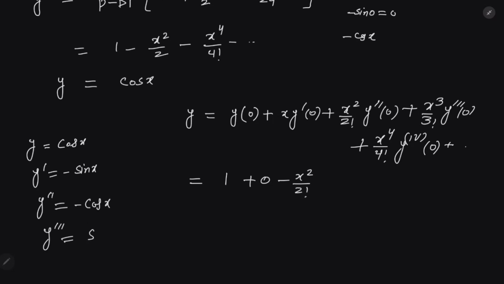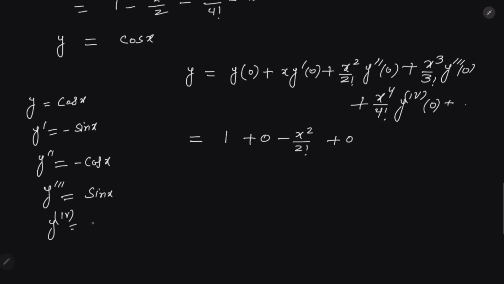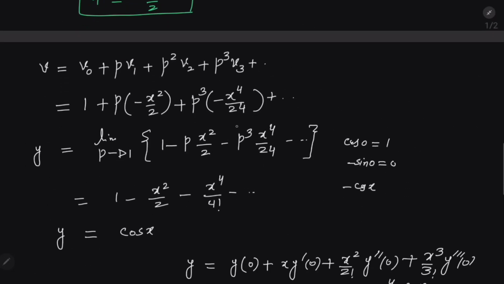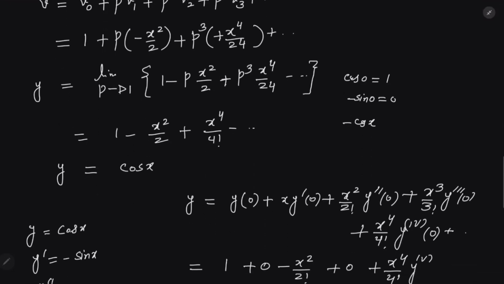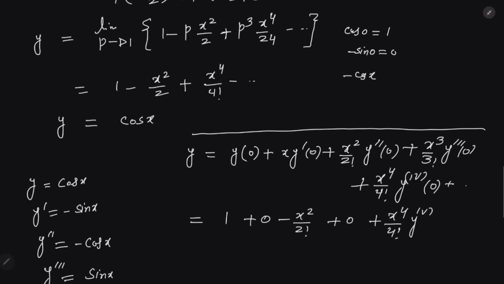Y triple dash, this is sine, so sine 0 is 0, this will be 0 anyway. Then we have the fourth derivative, this is cos x, cos 0 is 1, so we get a plus sign over here. So here will be a plus sign, there will be a plus sign too, and so on. This is the series that I put over here. So I corrected this sign over here. Okay. So this is the exact solution.